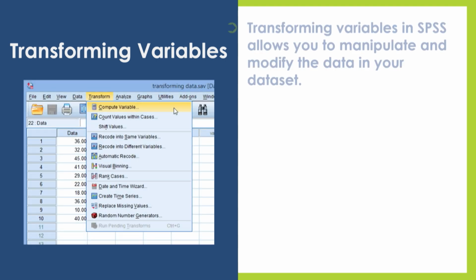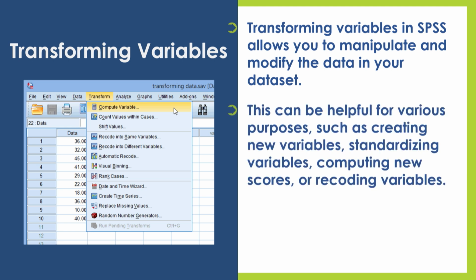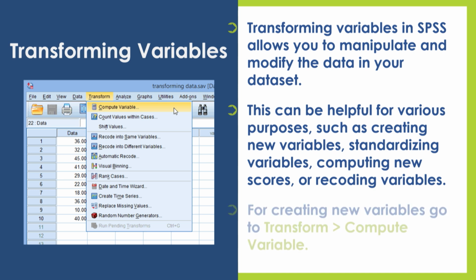Transforming variables. Transforming variables in SPSS allows you to manipulate and modify the data in your data set. This can be helpful for various purposes such as creating new variables, standardizing variables, computing new scores, or recoding variables. For creating new variables, go to the Transform menu, then Compute Variable.